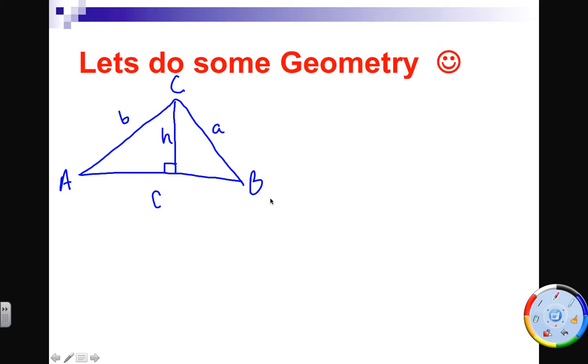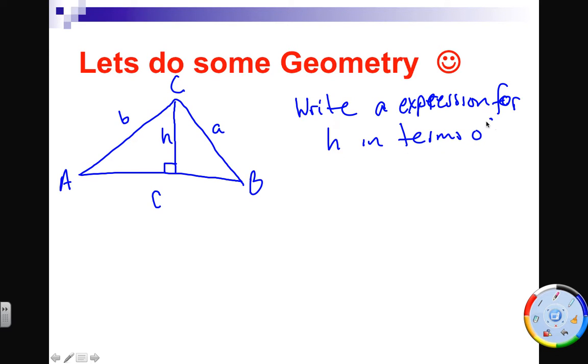All right. Now, we are looking at triangle ABC. But what I want you to do is write an expression for H in terms of angle A.